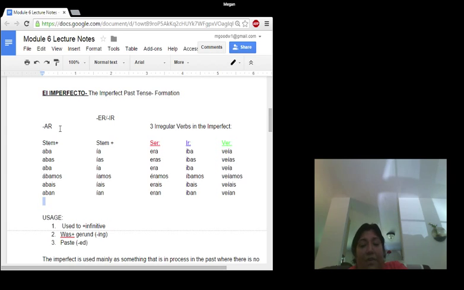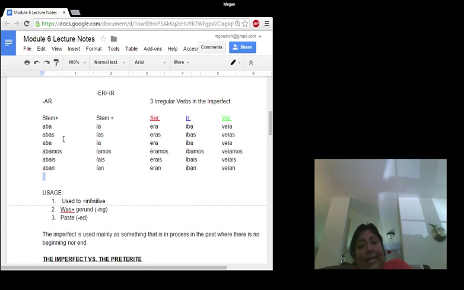With an AR verb, you're going to take the stem of an AR verb, like hablar would be habl, and you'll add the following endings. Hablaba, hablabas, hablaba, hablábamos, hablabais, hablaban.